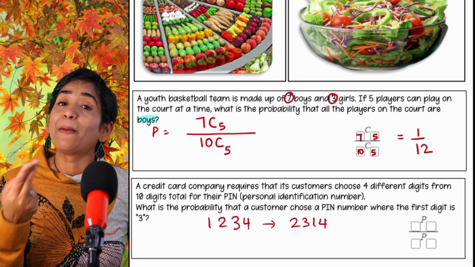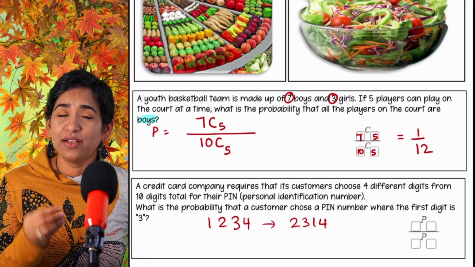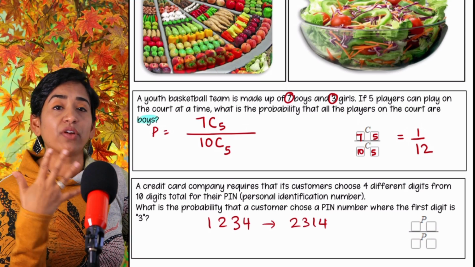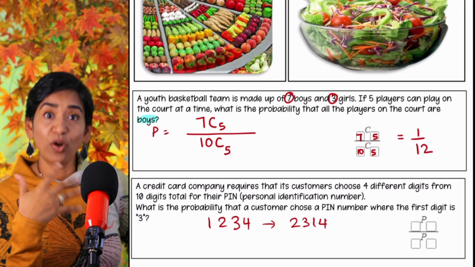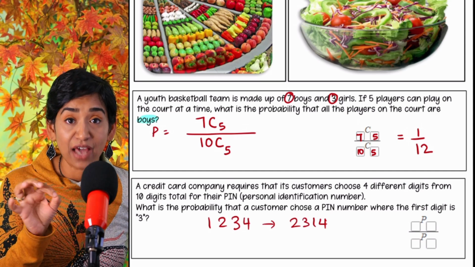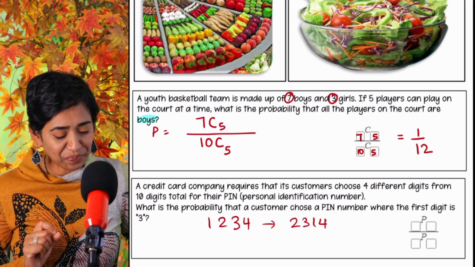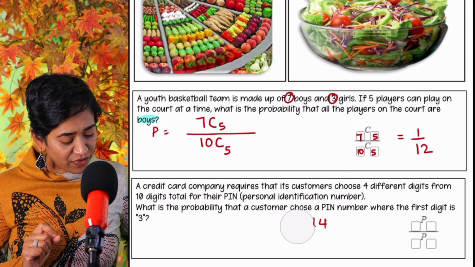What does that mean? The order makes a difference. The arrangement makes a difference. So if 1 comes first, that's a whole different PIN. If 2 comes first, that's a whole different PIN. See that? So this is a permutation. It's not a combination. And again, they give you a hint by putting a P in there. All right. Again, they're asking for the probability.